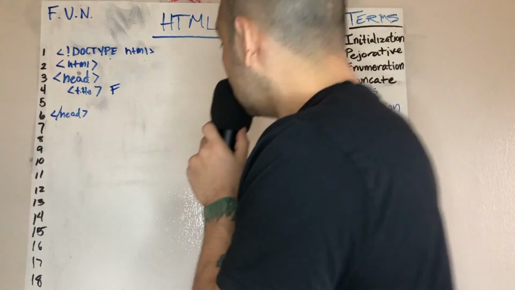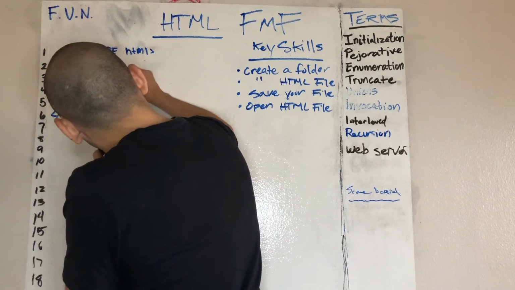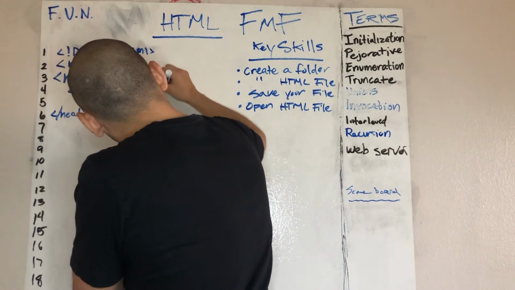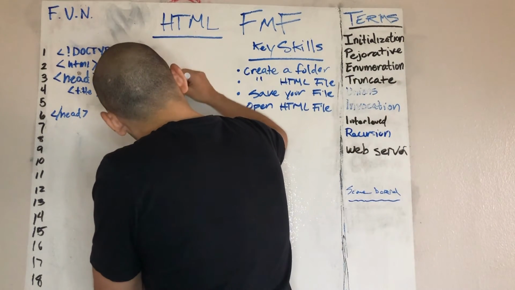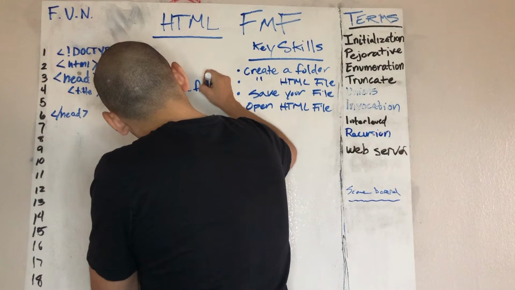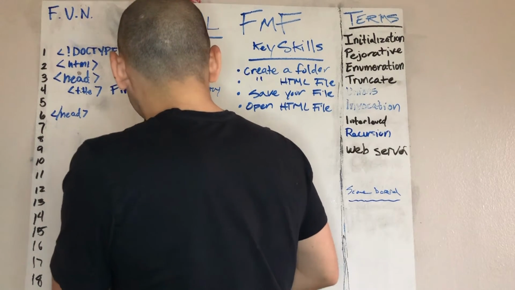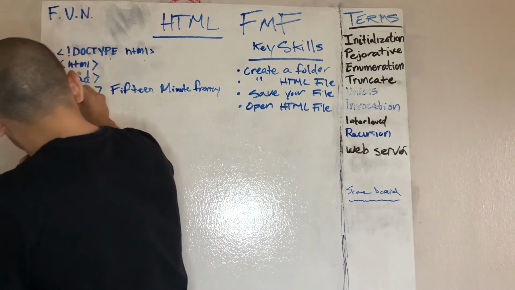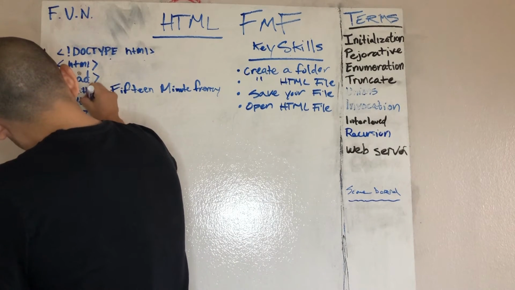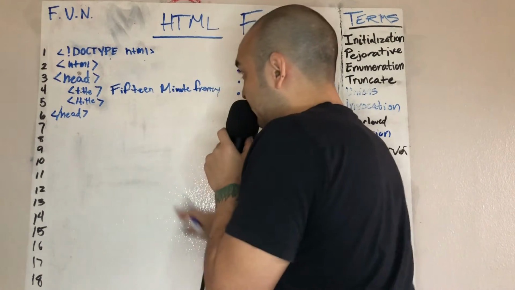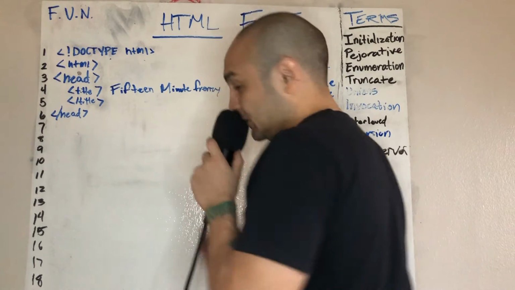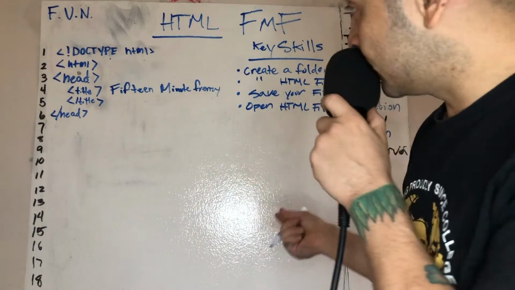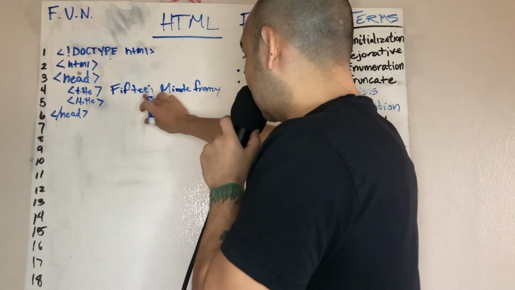Okay. So HTML, 15 minute. You don't have to make your website called 15-minute frenzy. You can call yours whatever you want. 15-minute frenzy, and then we're going to close the title. And that's it. Everything in between this title tag and this title tag is the text, the subject or the information within that tag. That's what it contains. 15-minute frenzy. That's the title of our webpage.